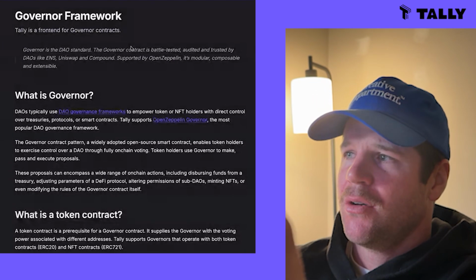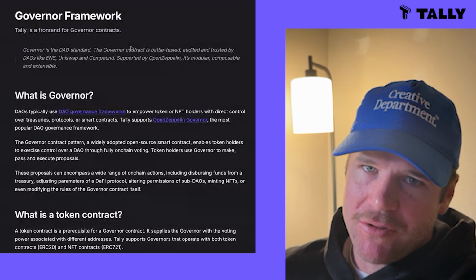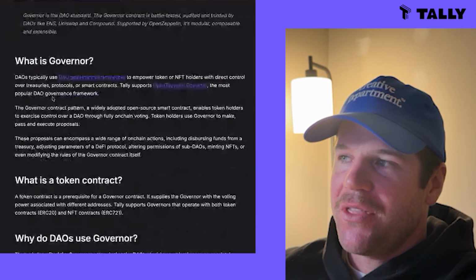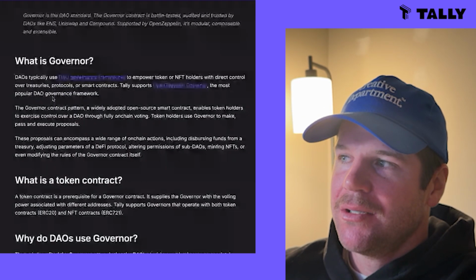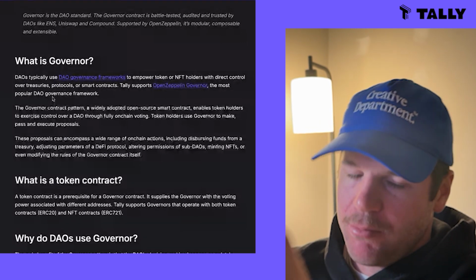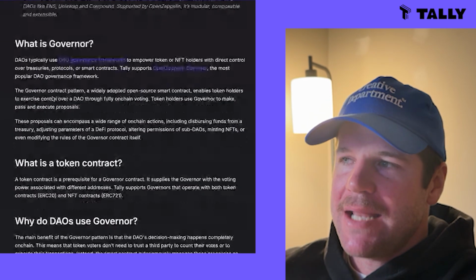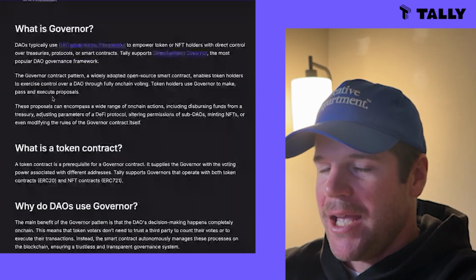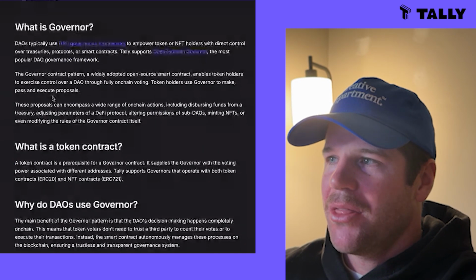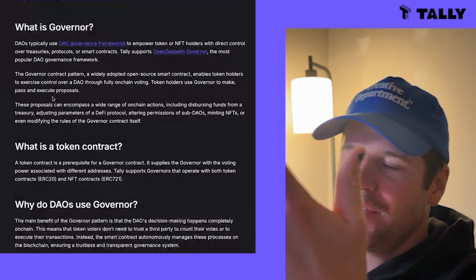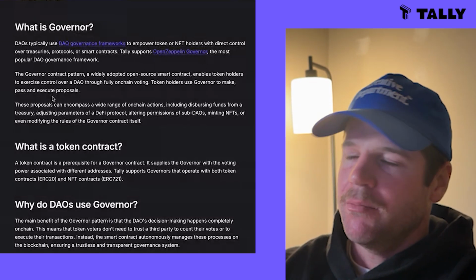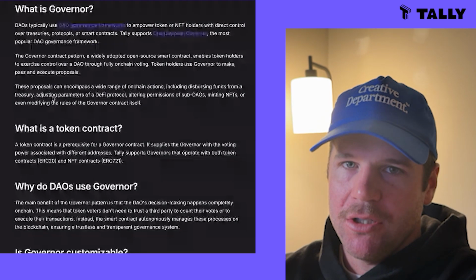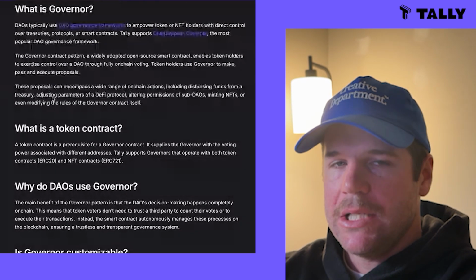So like I said, what is Governor? DAOs should be using a governance framework. They should be using the tech that they are built on, or they're supposed to be built on. OpenZeppelin Governor is the main contract that DAOs use. And if you're on Tally, if you're on our docs, obviously, any DAO you see on Tally is using the Governor framework, right? Well, let's back up. You deploy your governor contract, and then you can attach a governance token to that. Usually it's an ERC20 or an ERC721.